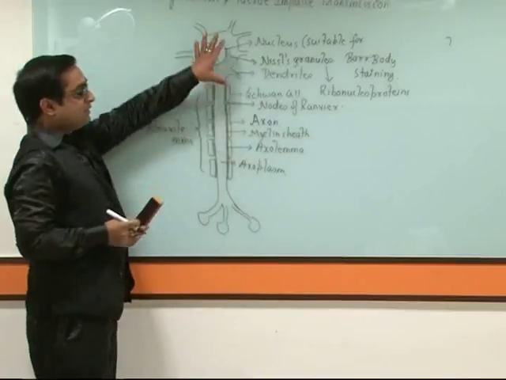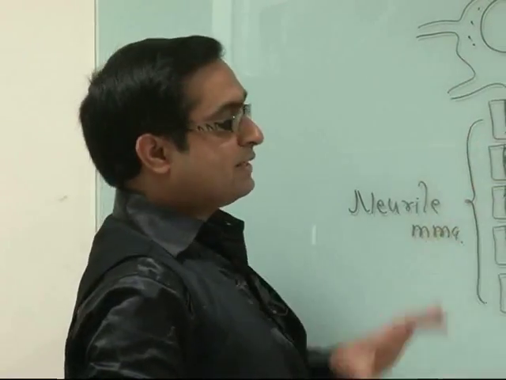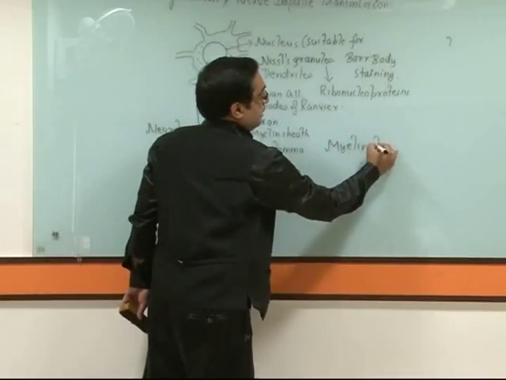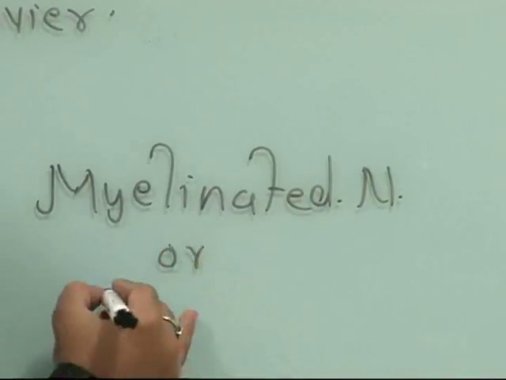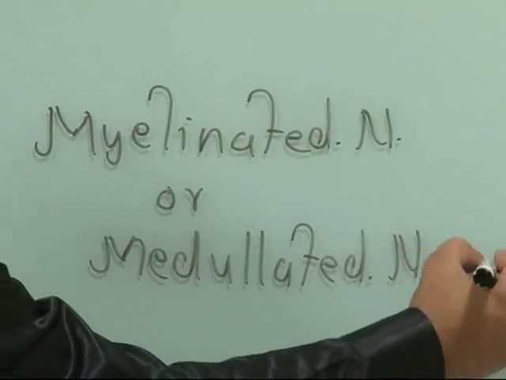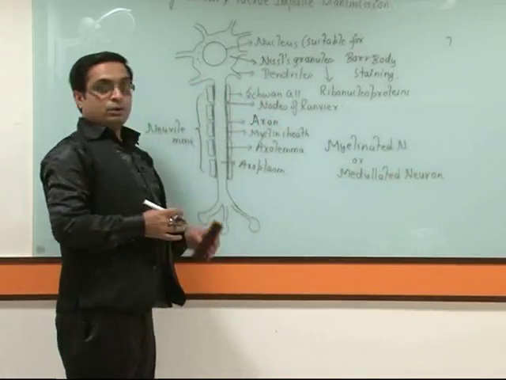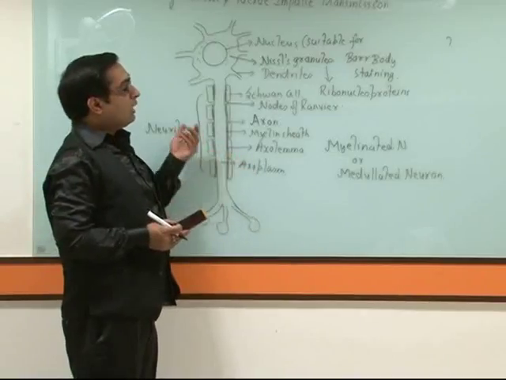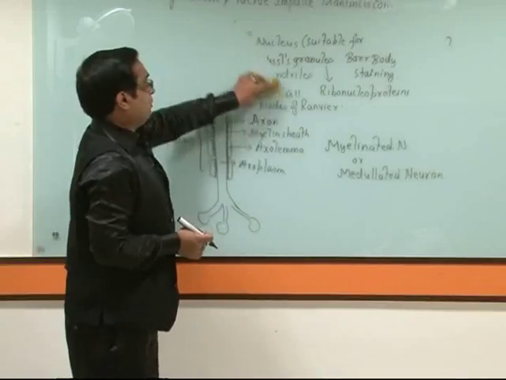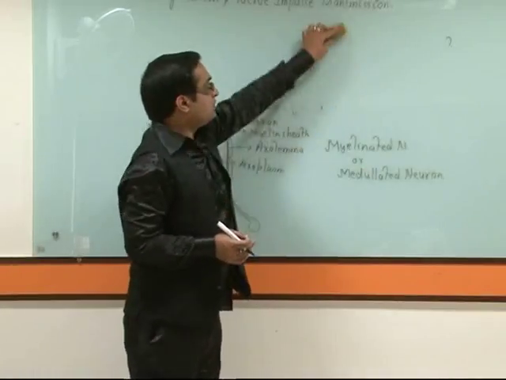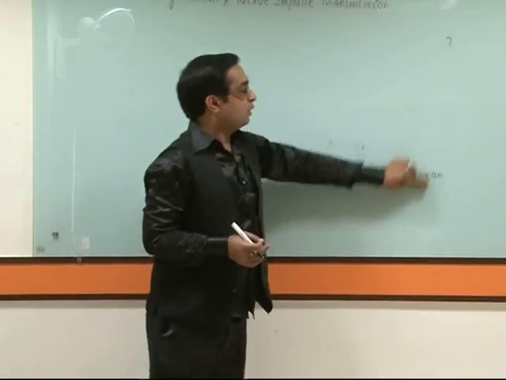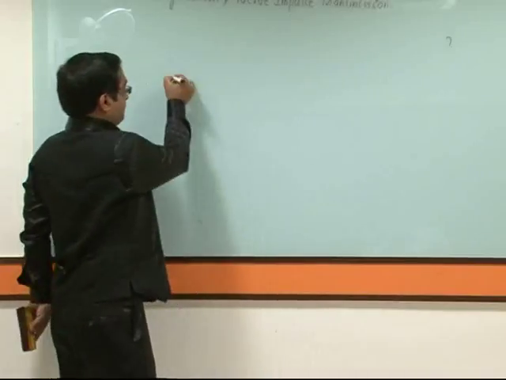So this is the basic structure of a neuron. This neuron is having myelin sheath, so it is called myelinated neuron. Other name is medullated neuron. All the neurons are not myelinated. There are certain neurons in our body which do not have myelin sheath. They are called unmyelinated neurons or unmedullated neurons. Now, the basic function of a neuron is to conduct nerve impulse. Now, we'll see how a neuron conducts nerve impulse.